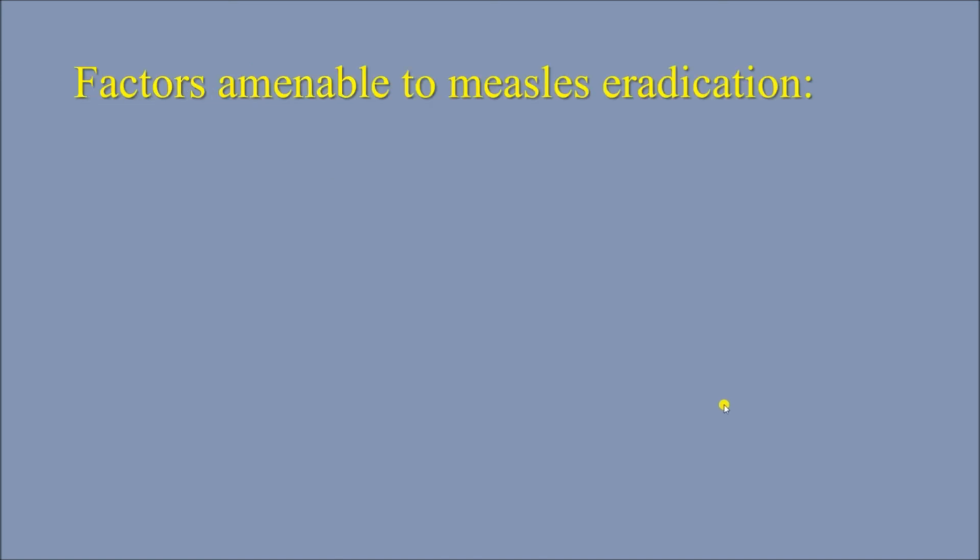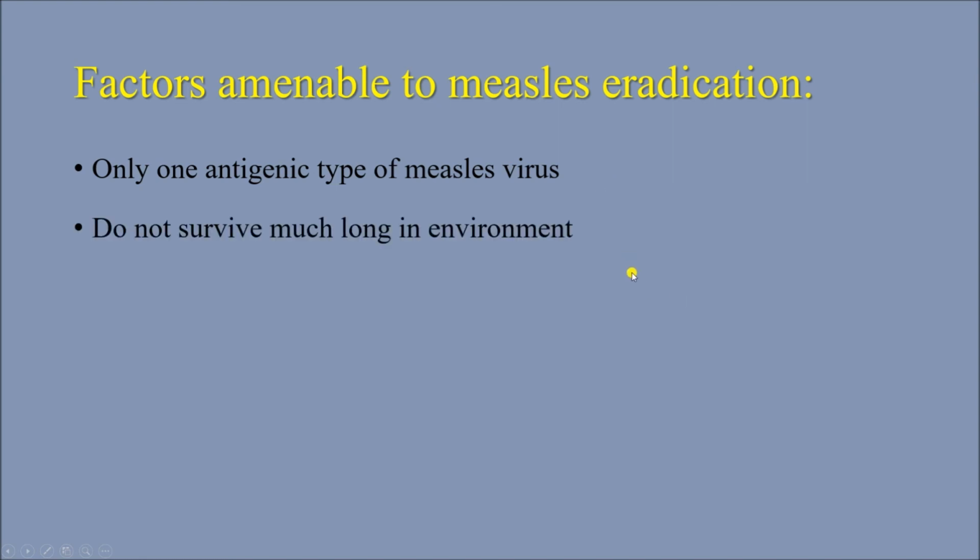Now there are certain factors which we can consider in context of measles eradication, because these are the favorable factors which can help us to eradicate measles. First is, there is only one antigenic type of the measles virus. So there are not many different antigenic variations, there is only one antigenic type. This virus does not survive very long in the environment. So that is another good thing. One attack confers lifelong immunity. So if a person has had the disease in the past, he will be protected lifelong.